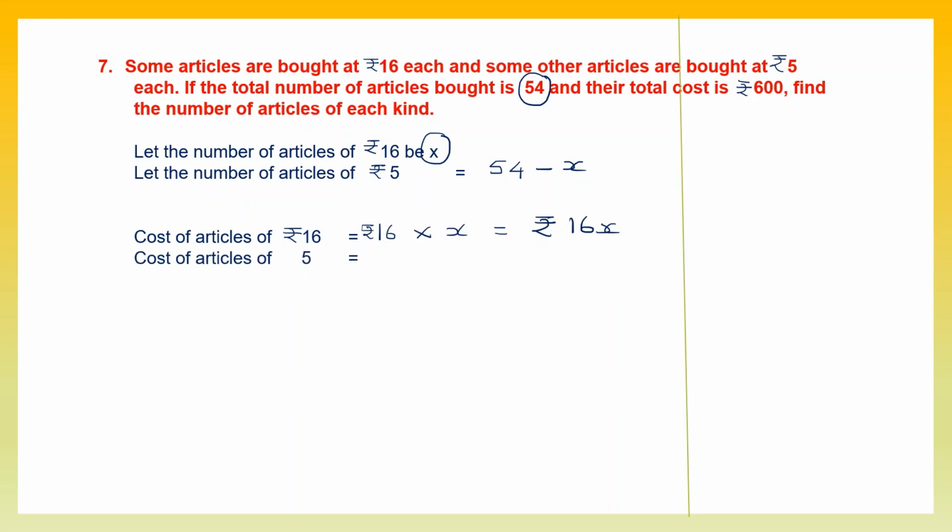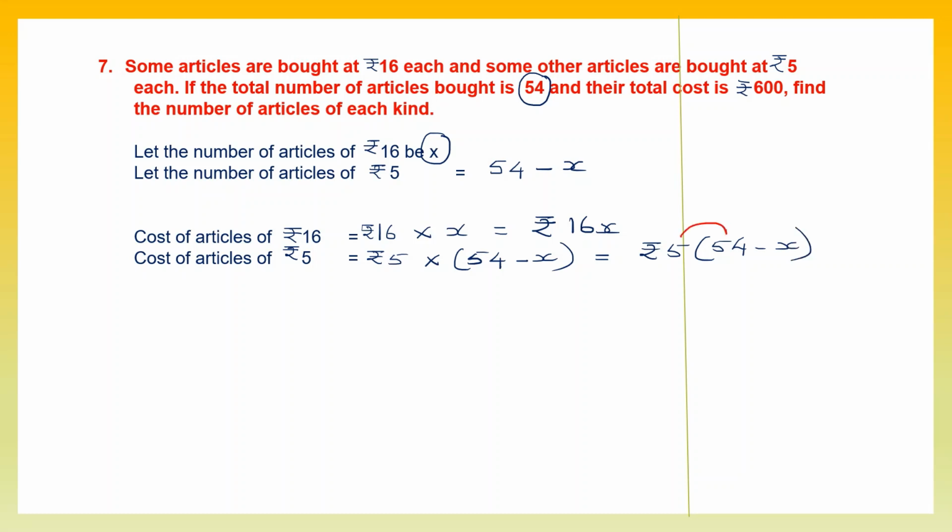Now what is the cost of the 5 rupee articles? That will be 5 rupees into how many articles are there? 54 minus x. So this is the cost of the 5 rupee articles. So that will be rupees 5 into 54 minus x, which we have to solve. So let's work that out.